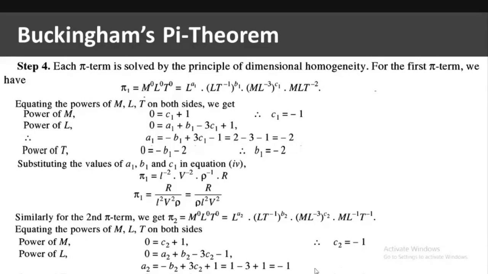Okay, अब ये c2 और b2 का वैल्यू हम यहाँ पुट करेंगे. Okay, so it is minus b2, so minus of minus 1, so it will become plus 1. Then plus 3c2, so plus 3 into minus 1, so minus 3 plus 1. So we will have 1 minus 3 plus 1, so 2 minus 3, that is minus 1. Okay, so a2 is minus 1, b2 is minus 1, c2 is minus 1.